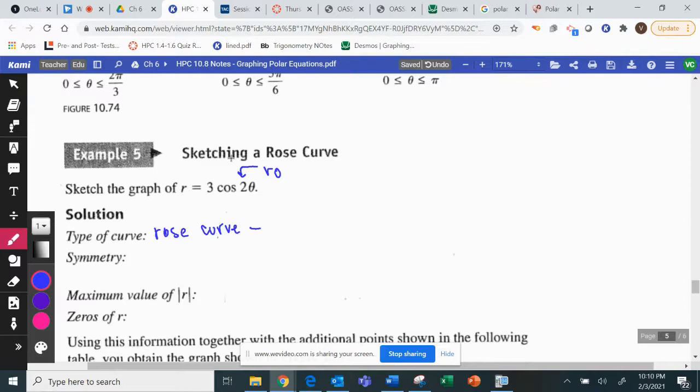It says 2 theta right here. And our rose curve directions on that page say whatever that n value is, we're going to multiply it by 2. So we're going to do 2 times this n value here, that's the n, and we get there's going to be 4 petals.